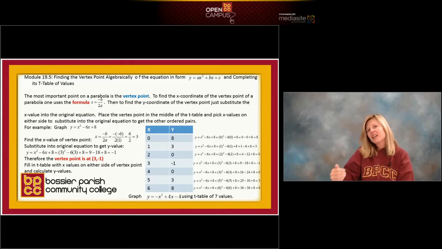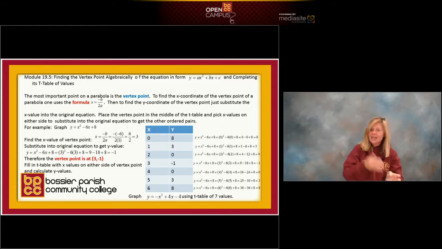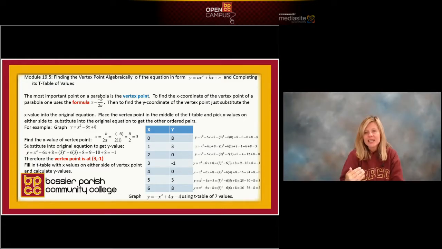Remember, 3, negative 1 is the vertex point. That's the point by itself. All the other points are buddied up. And if they're buddied up, that means they have to have the same y values. So that's why when x is 0, y is 8, then x is 6, y is 8. They're going to be buddied up. If your t-table does not look like that, where the y values are buddied up, then you did your calculations incorrectly.